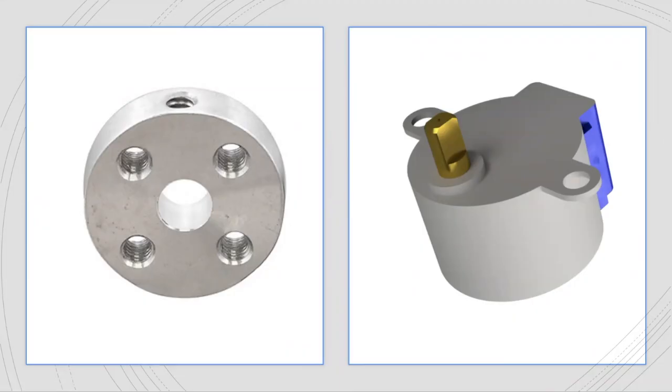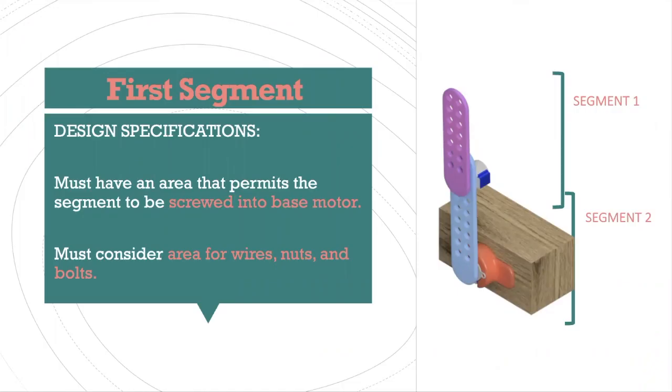Now we're not going to be using these files that we just uploaded until we actually assemble this design. So you can close out of them. This is a view of what you just downloaded. So on the left is a motor shaft hub, and on the right is the actual motor that you downloaded. And first we're going to design the first segment, which is the pink segment on top.